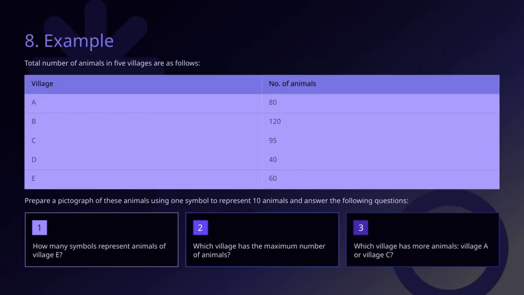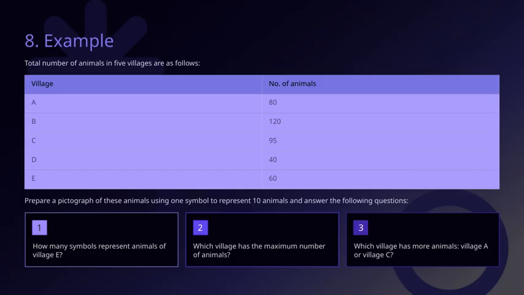Now, let's look at the data from these 5 villages. We have the number of animals in each village listed here. Village A has 80 animals, Village B has 120, Village C has 95, Village D has 40, and Village E has 60. To better understand this, we'll create a pictograph. Remember, one symbol will represent 10 animals. So, for Village E, which has 60 animals, we would need 6 symbols. This visual representation helps us quickly grasp the differences between the villages. For example, from the pictograph, it's clear that Village B has the most animals, since it has 120, which would be 12 symbols.